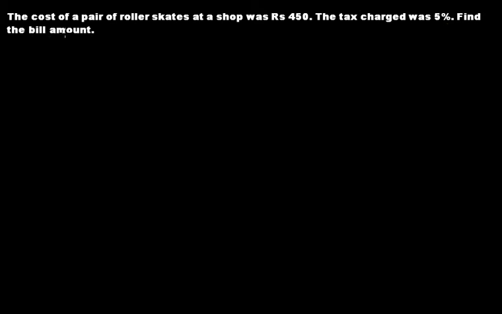Here we have a problem that says the cost of a pair of roller skates at a shop was rupees 450. The tax charged was 5%. Find the bill amount. Since it is asking for the bill amount, this price doesn't include the tax. We'll have to include the tax on this price. We can solve this problem in two different ways. Let's take the first way.